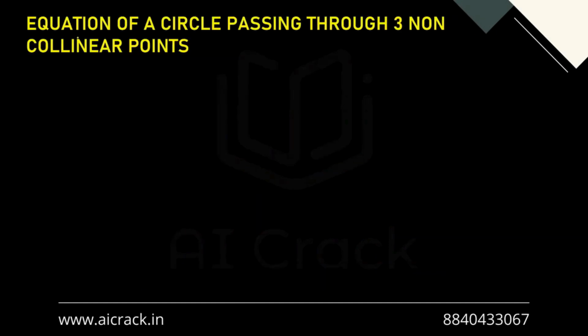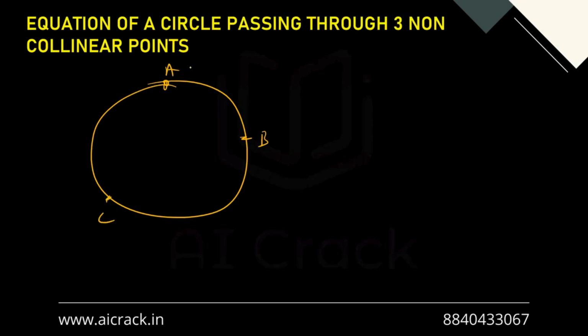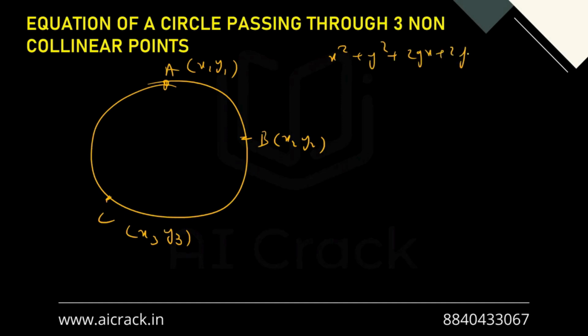Now let us talk about the equation of a circle passing through three non-collinear points. So let's say we have this circle, this point is A, this point is B, and this point is C. This is x1, y1, this is x2, y2, this is x3, y3. To solve this, we'll write the general equation of the circle: x square plus y square plus 2gx plus 2fy plus c equals 0. Now we'll put these points in this equation.